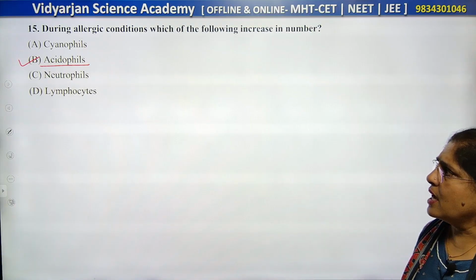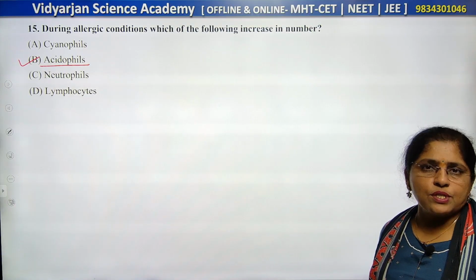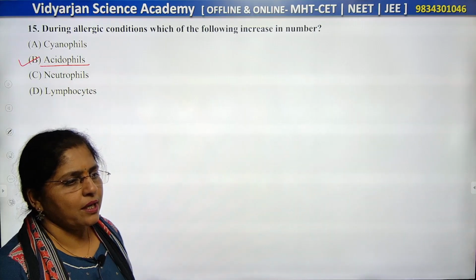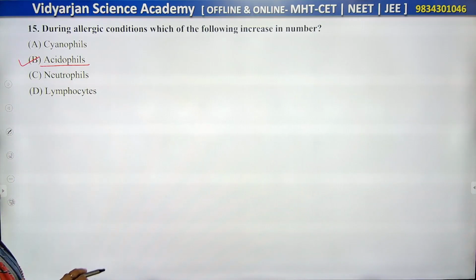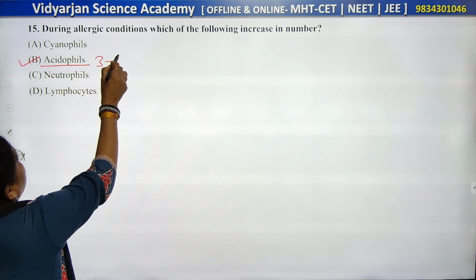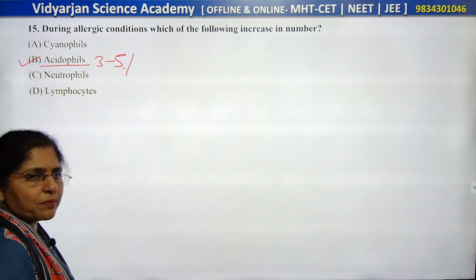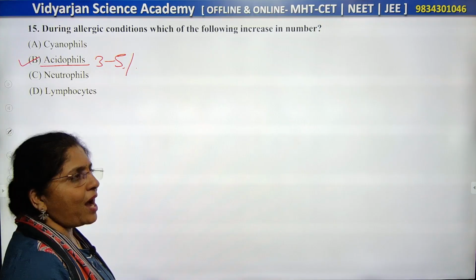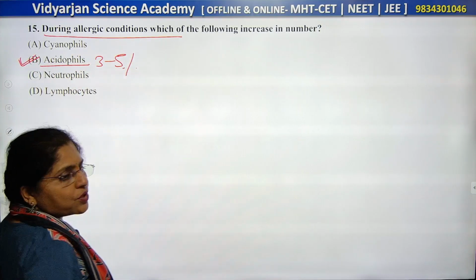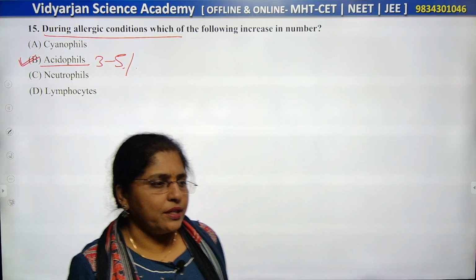Can you guess how much is the concentration of eosinophils? You know, neutrophils are around 68%. Basophils, that is cyanophils, will be 0.5 to 1%, and this will be 3 to 5%. Remember the percentage as well. But your answer here is acidophils. They are produced during the allergic conditions.